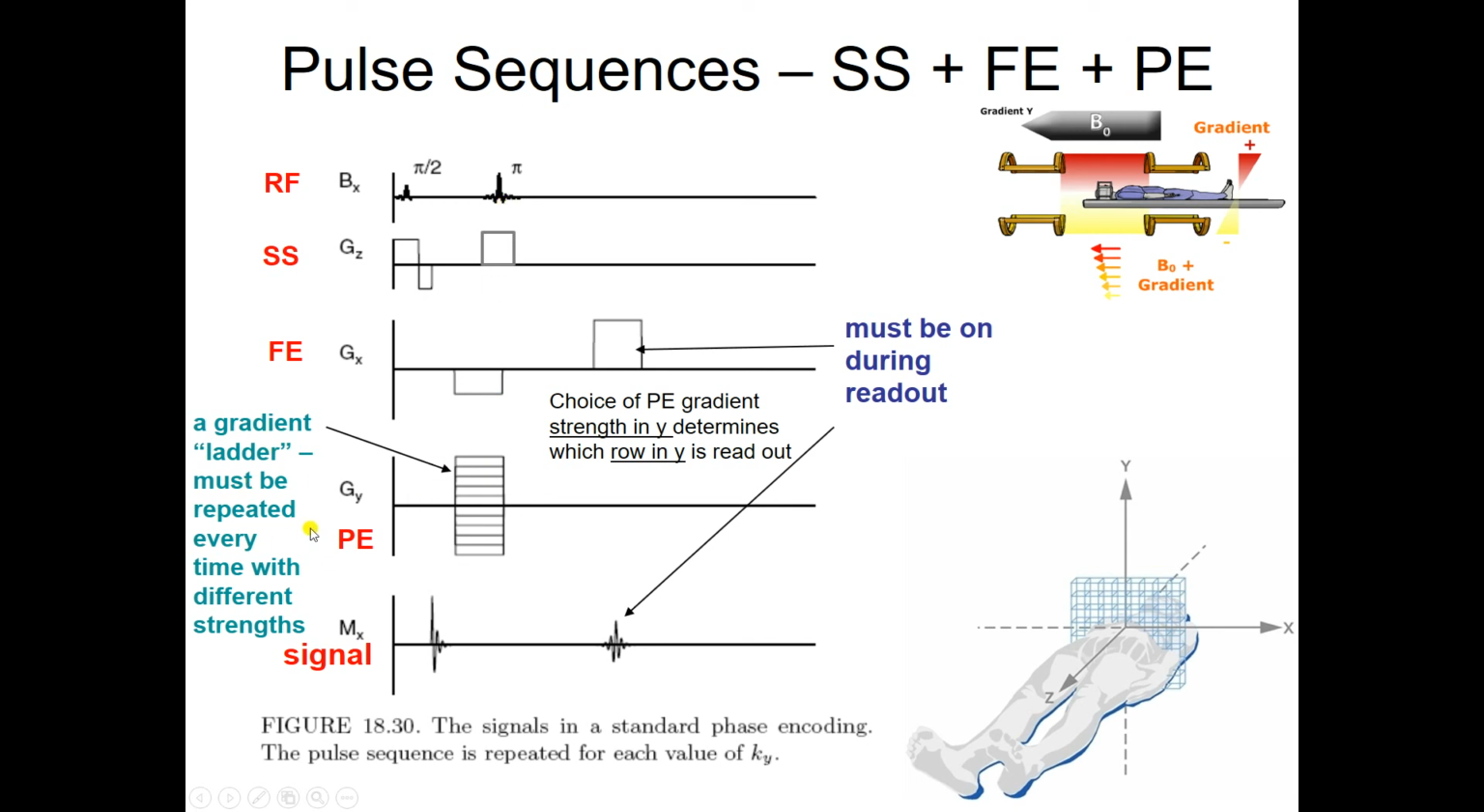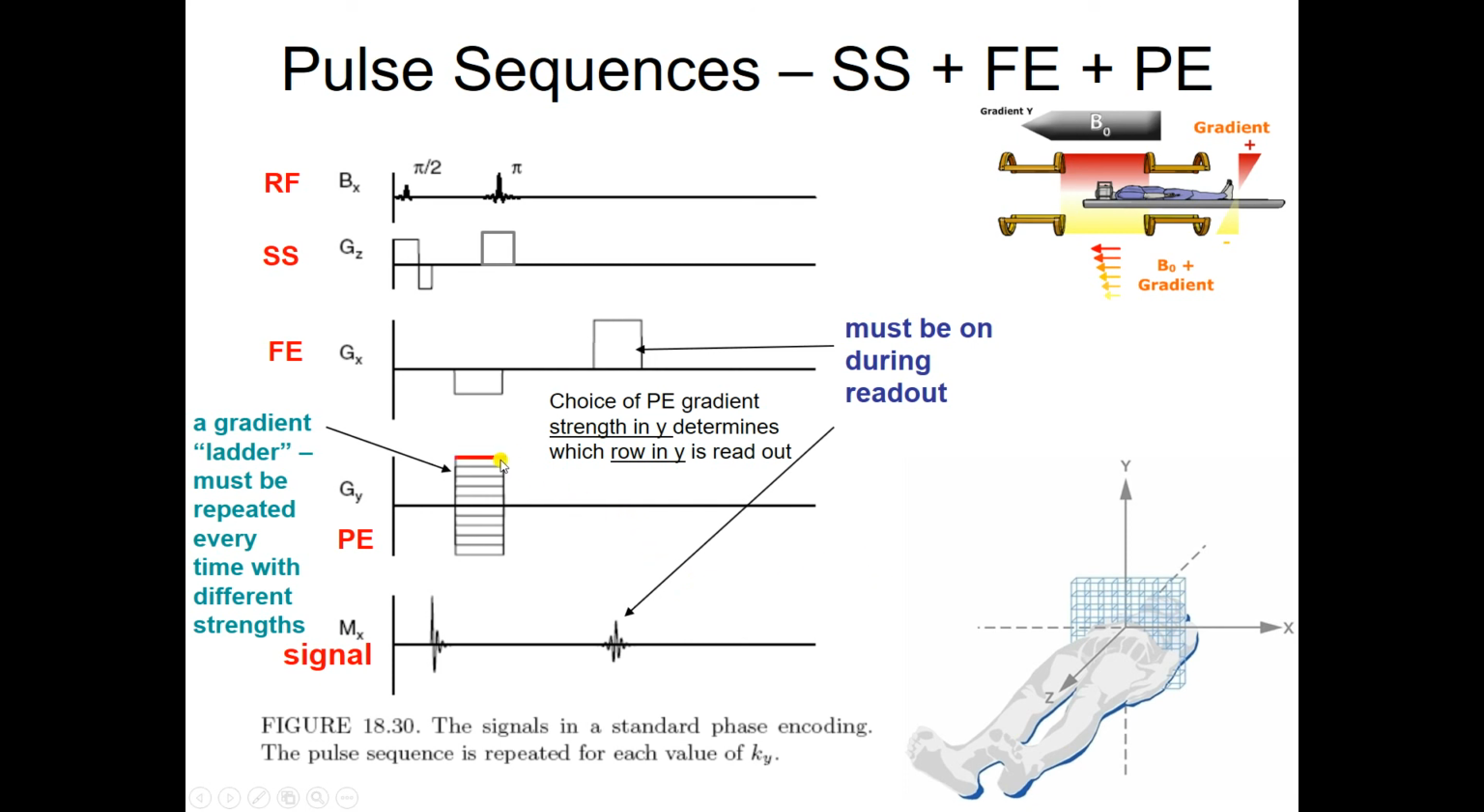And its symbol, which we talked about last time, is represented by this ladder. The ladder means that we're going to go through and cycle through this pulse sequence. So in this case, this was an 8 by 8 slice. We need to do this 8 times. And each time we go through, we will use a different intensity of phase encode gradient. And that will tell you which row you're reading out. This thing determines which row you're reading, and then when you get to the frequency encode gradient and the signal, that reads across and you get that data. So this is the gradient ladder, repeated every time with different strengths.